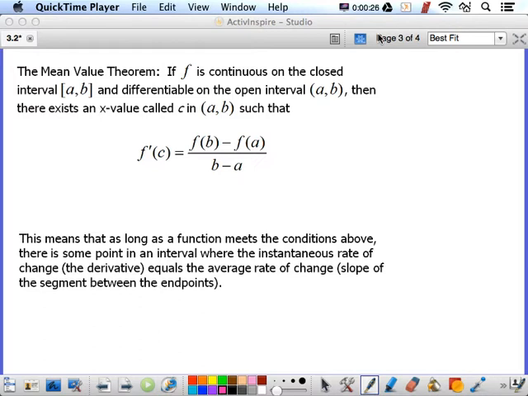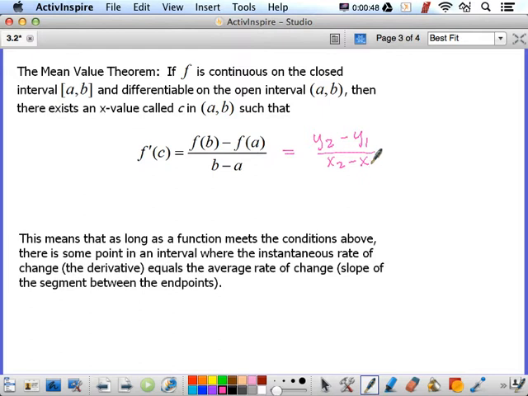If those two things are true, then there has to be an x value, also called c, between a and b, where the first derivative at c is equal to f of b minus f of a all over b minus a. And I don't know if you realize it or not, but that's just the slope. That's y2 minus y1 over x2 minus x1, where your x's are the a and the b. So that's how we find average value, right? Remember when we were finding average rate of change?